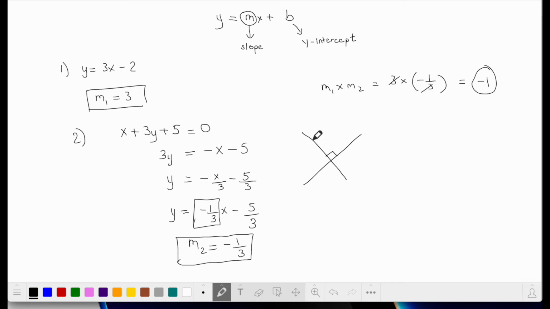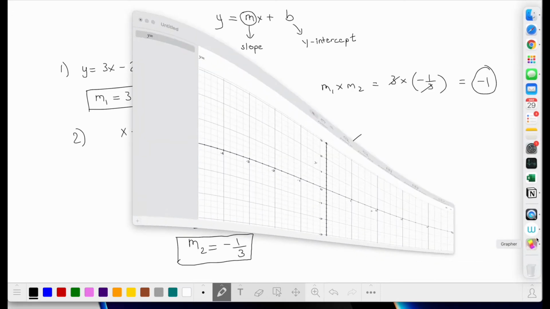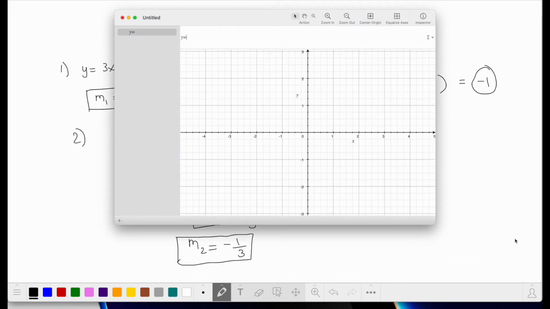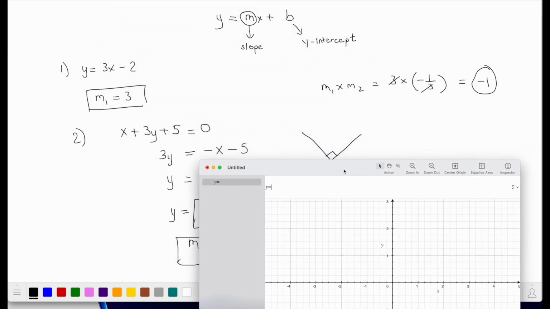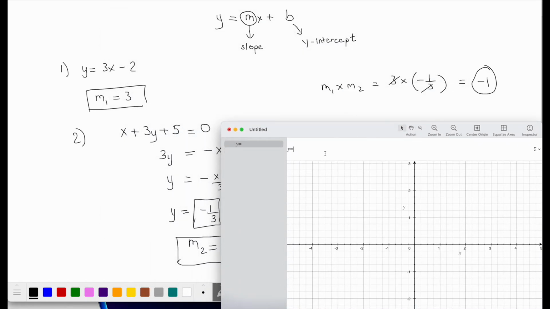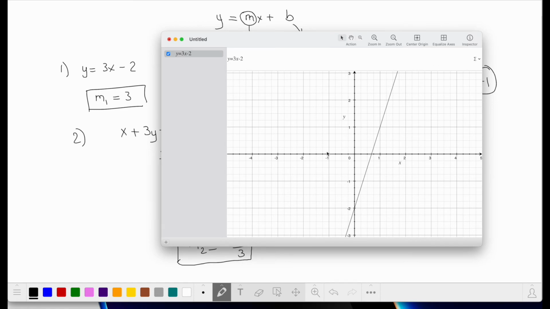We can check if two lines are perpendicular or not by plotting these equations on a graph, or we can put those two equations on a graphing tool. So I'm going to use a graphing tool in this example for a quick reference. Here I'm going to plug in the equations of the two straight lines. The first one is y is equal to 3x minus 2. Click enter. So we have one graph already.